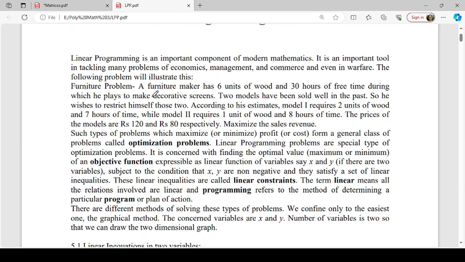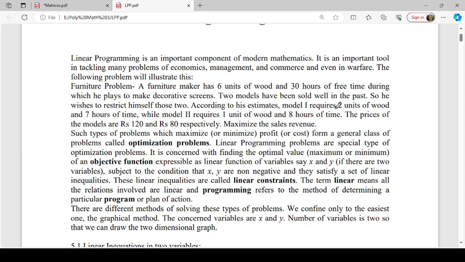The furniture problem. A furniture maker has 6 units of wood and 30 hours of free time, during which he plans to make decorative screens. Two models have sold well in the past, so he wishes to restrict himself to those two. This means it is an optimization problem.